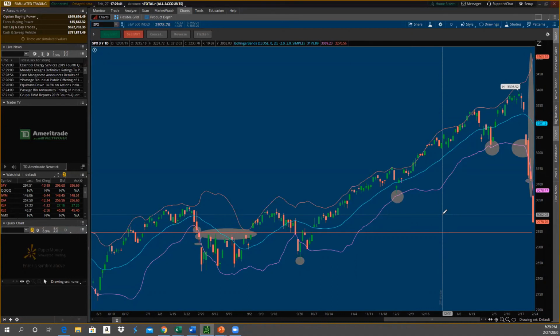I don't really use Donchian channels much, but the main difference between Keltner channels and Bollinger Bands, if you're not aware, is that they look very similar. They have a middle band, which is a moving average, and then two outer bands. Sorry, I had that backwards. Bollinger Bands use standard deviations, and the Keltner channels use average true range. So that's really the difference.